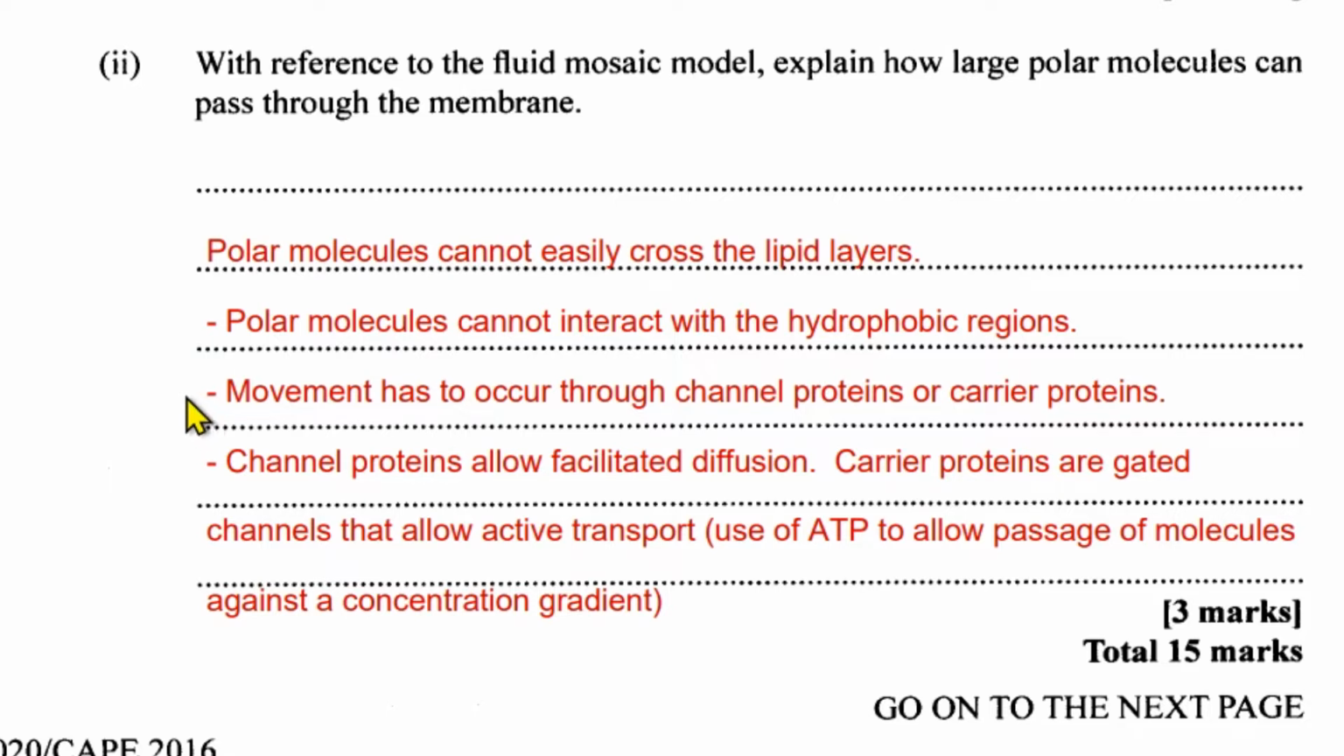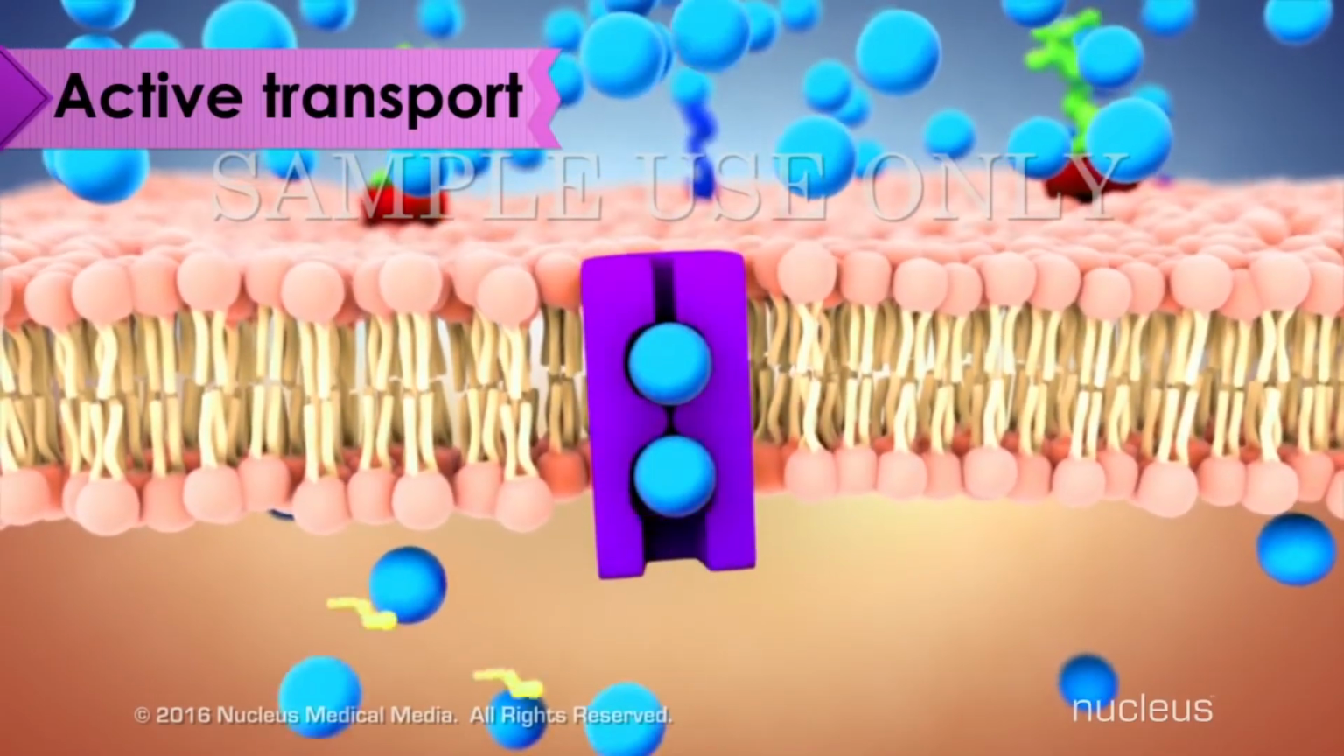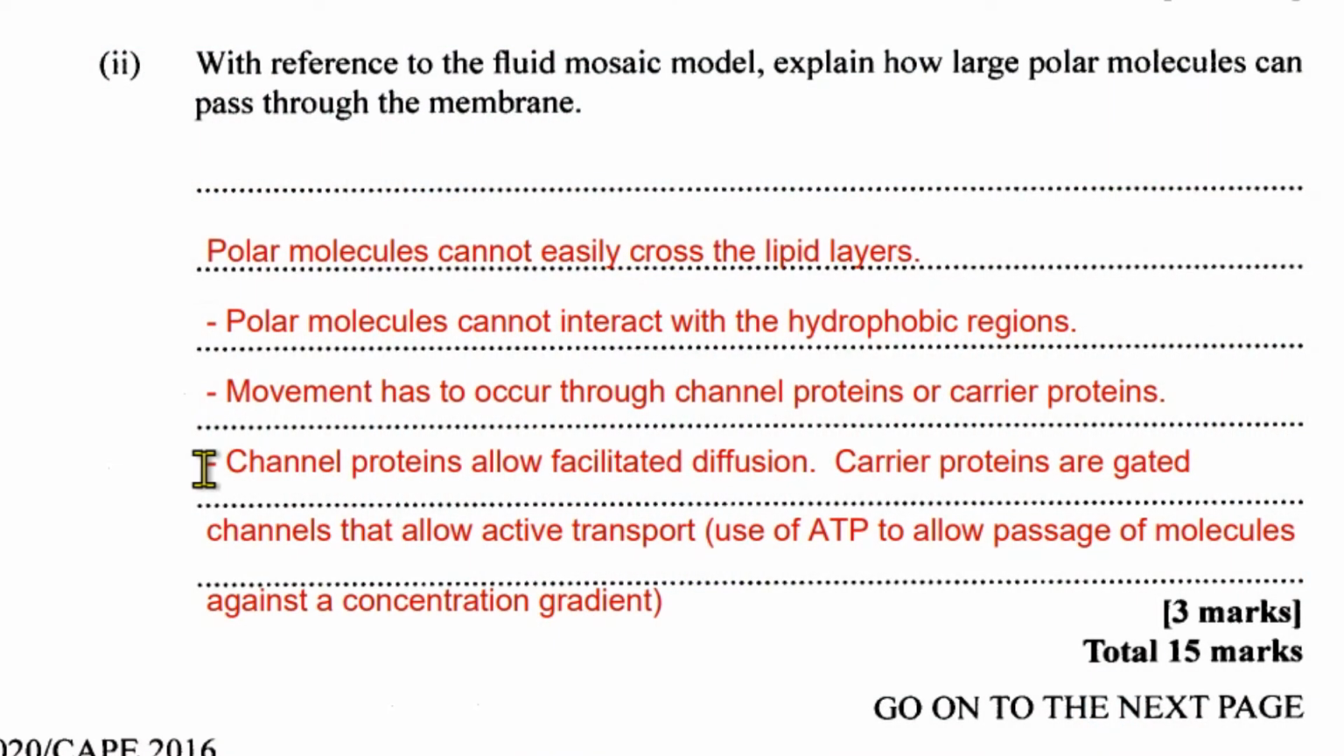Or carrier proteins. With carrier proteins, usually what would have to happen is that an energy molecule or some other molecule or ion would have to bond to it to open the gate. Think of these as gated channels. Channel proteins allow facilitated diffusion, and carrier proteins are gated channels that allow active transport. The use of ATP, usually conversion of ATP to ADP, allows passage of molecules against a concentration gradient. That means from a lower to a higher concentration.